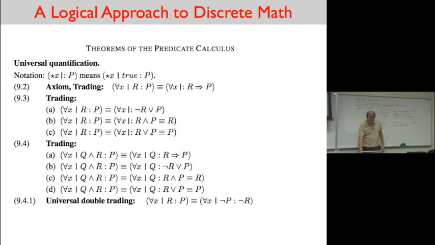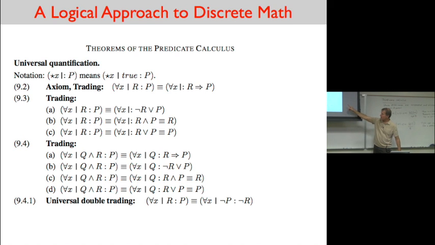Okay, so that was a little review of our terminology. If there's nothing there, it means range true. Okay? All right, now let's take a look.